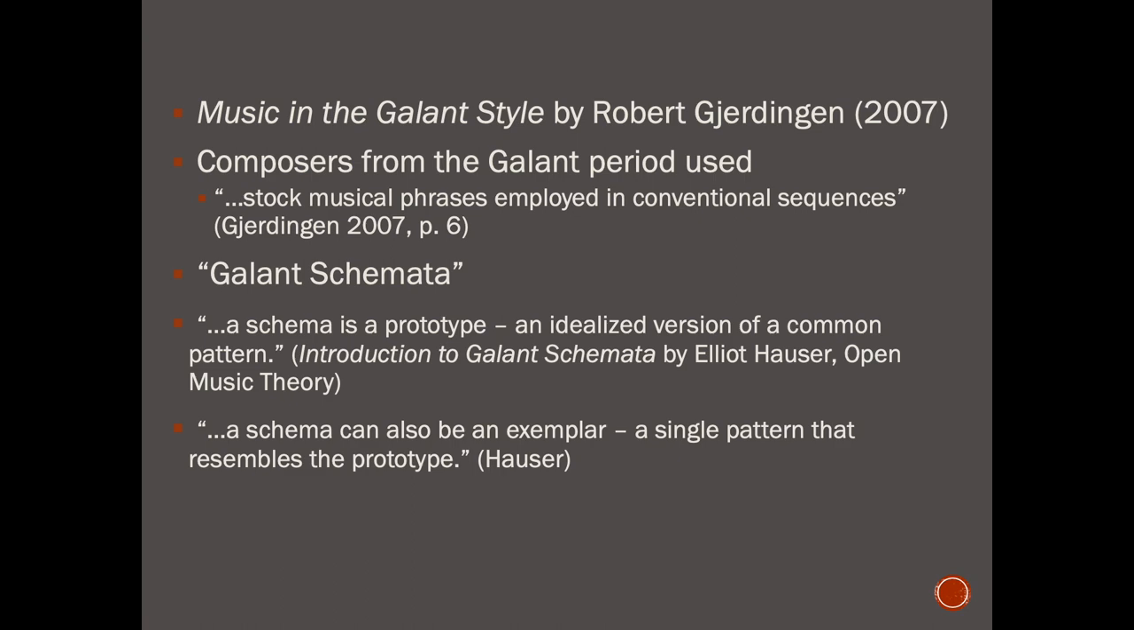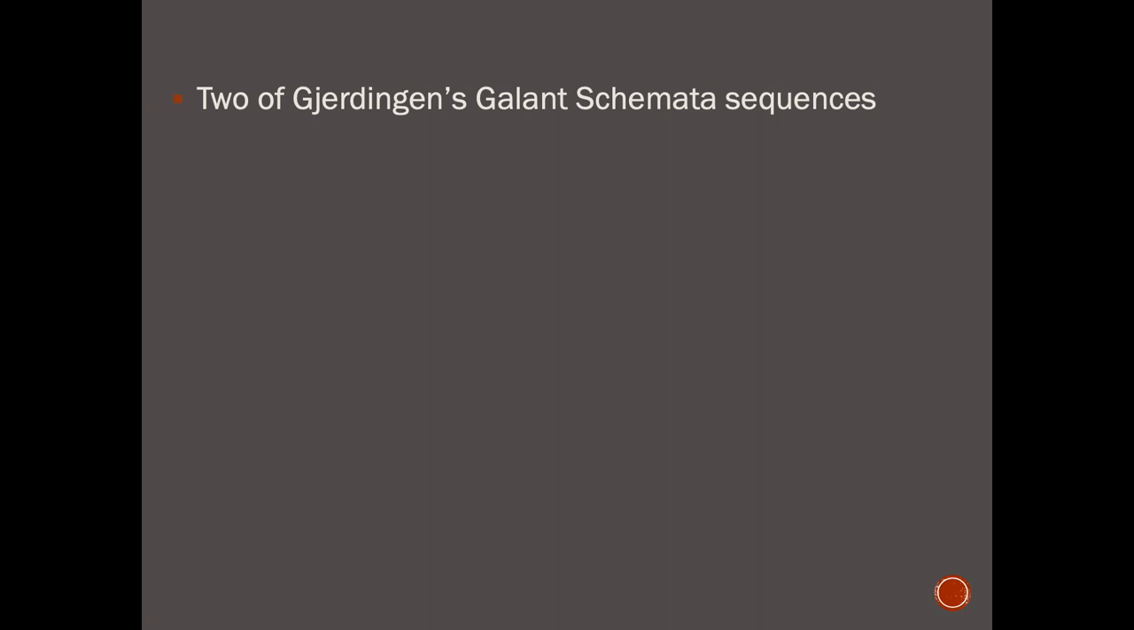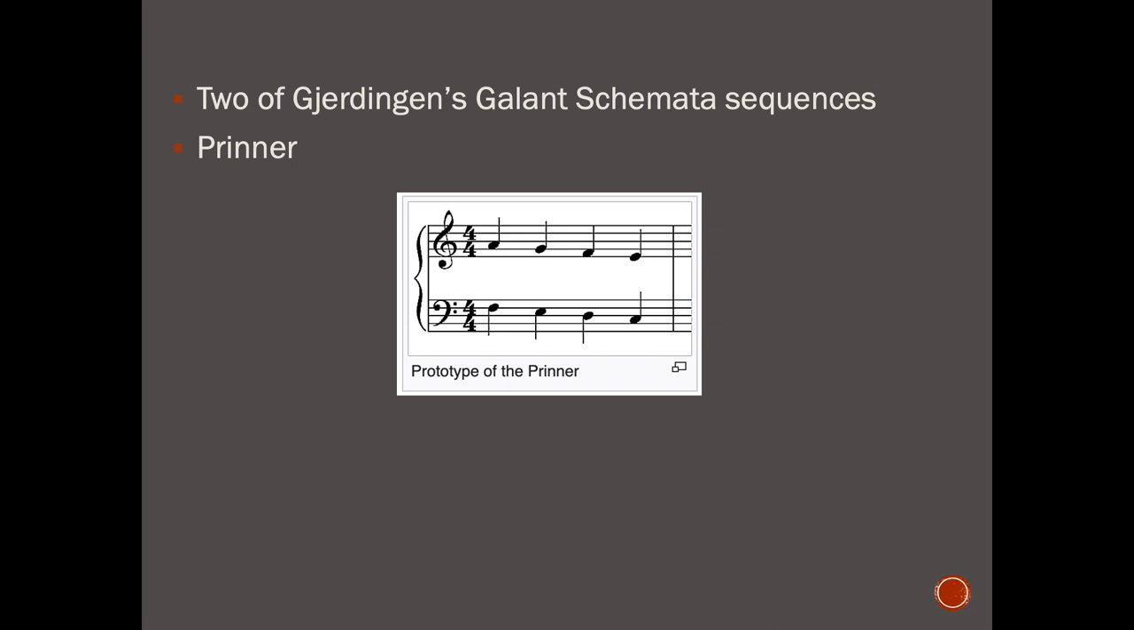Here are a couple examples of Gjerdingen's schemata sequences. This first one that we're going to look at is called a Prinner. Now, he named them after some of his colleagues that helped him in this research. There are a couple of these things that existed with earlier music theoreticians that have passed on or are no longer with us. History didn't notice the work that they did with these until Gjerdingen came along and kind of started pointing these out and finding others. So he named a couple after earlier theorists. Some of them, if you just look at the actual combination of notes, the names make sense. And then there are a few that are just whimsical, that he's just given whimsical names to.